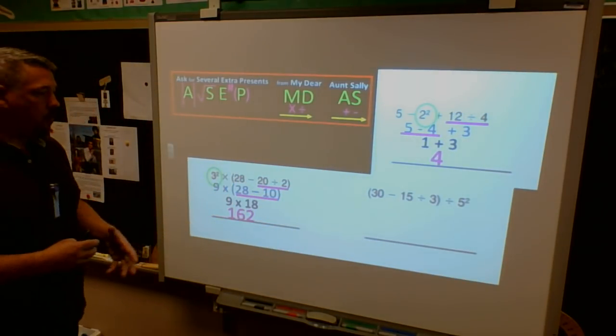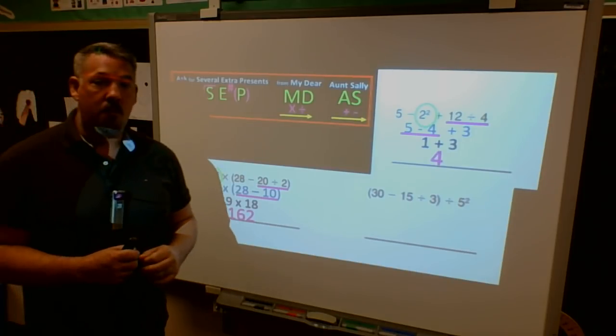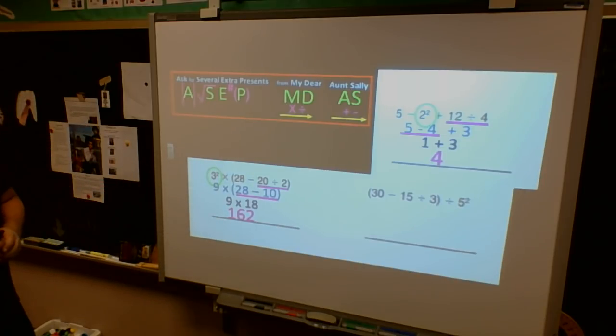So I'd like you to go ahead and try your hand at this one. It's just your practice problem, so if you get it wrong, no big deal, it won't change your grade. But go ahead and try it and see if you get the same answer that I do. Make sure you follow the order of operations.